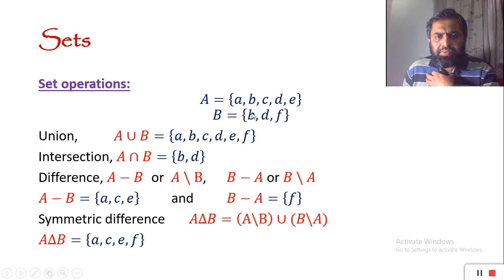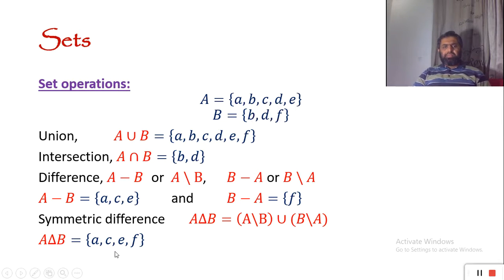B, they are common, so we should not include. C is something different, it's a difference between the two. D is something common, we should not include. E is something different, and F is something different, so we include these elements.